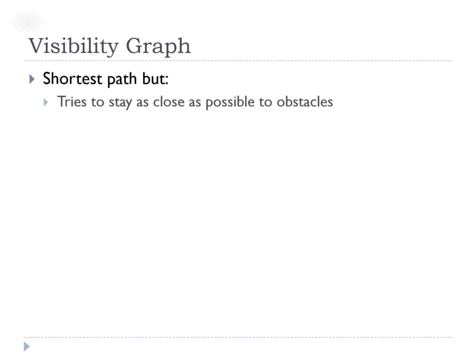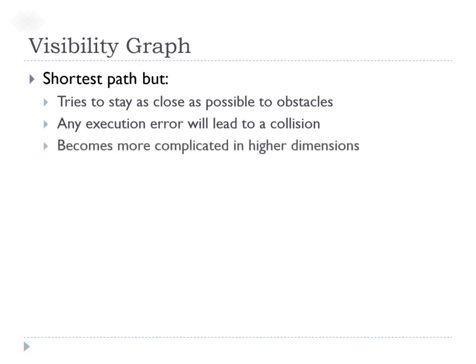Visibility graph is a simple method, but you can see that the shortest paths that we compute try to stay as close as possible to obstacles, which is quite dangerous because any execution error will lead to a collision. That execution error can be caused by, say, a motor malfunctioning, or because of friction or any other reason, so that if there is a small deviation, it may hit the obstacle.